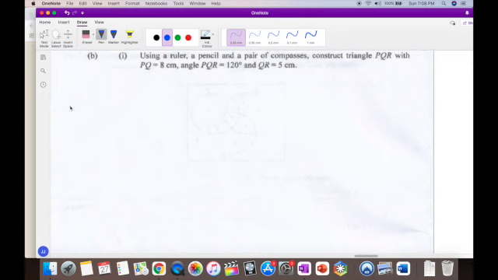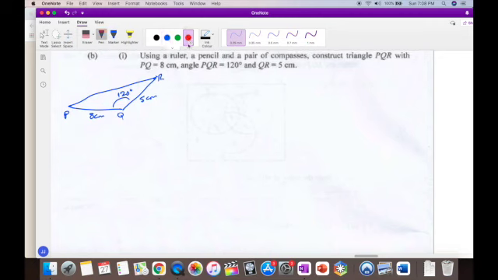So we see here that PQ is 8 centimeters. So let's call this P and let's call this Q. Right? And we have 8 centimeters here. PQR is 120 degrees. So that is quite a lot. That's like that, 120. So that means that R is here, right? And then QR is 5 centimeters. So this here is 5 centimeters, right? And then we have this length over here. And so now we have a sketch of what we want.